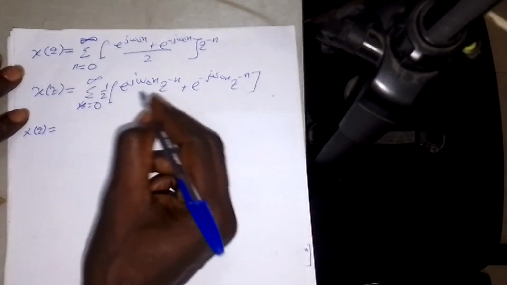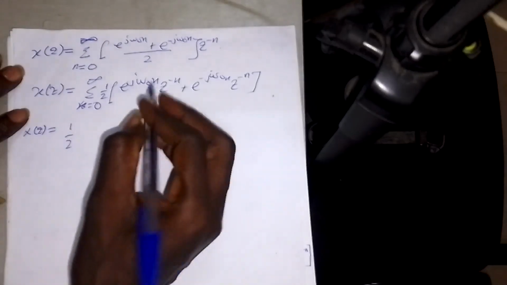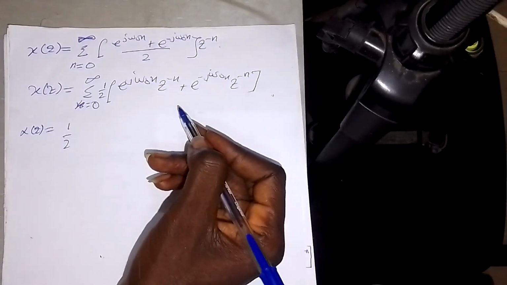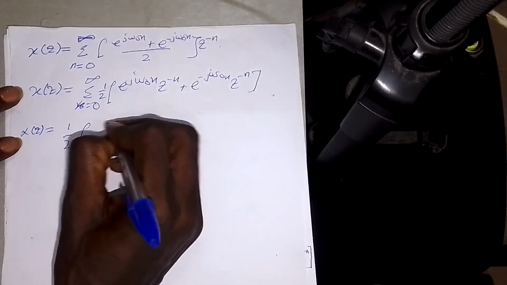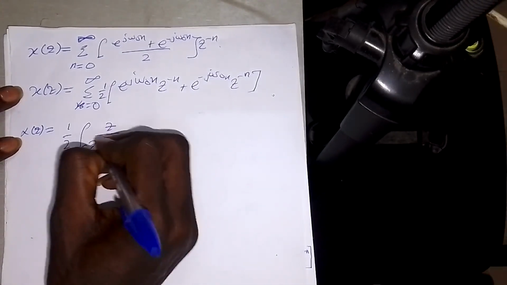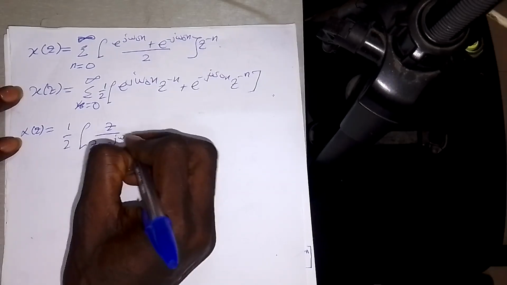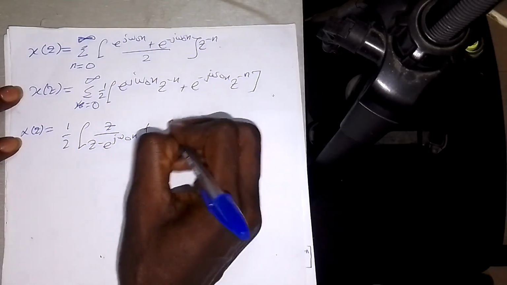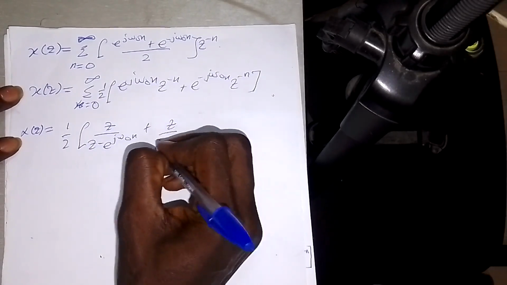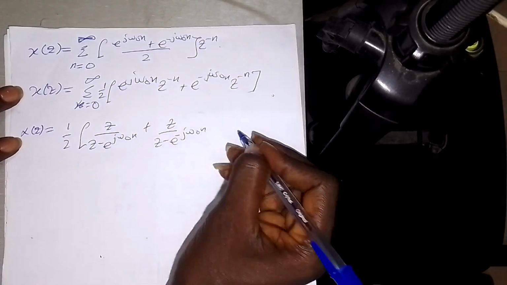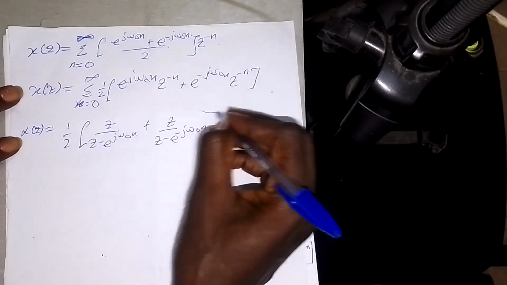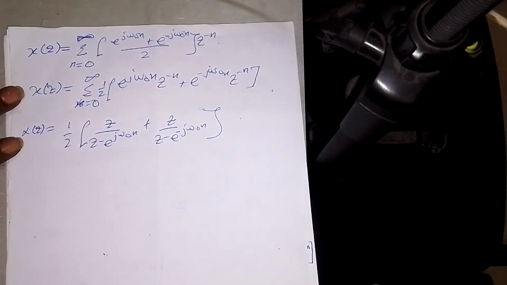Z transform of this one, so 1 over 2. The Z transform of this one is going to be z over z minus e^(j omega naught n), plus z over z minus e^(minus j omega naught n). Okay, so this is what I'm going to have.